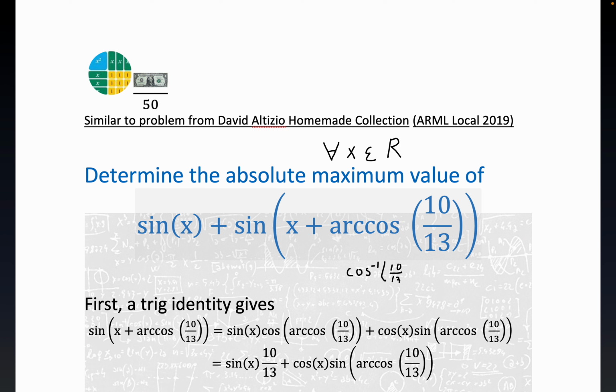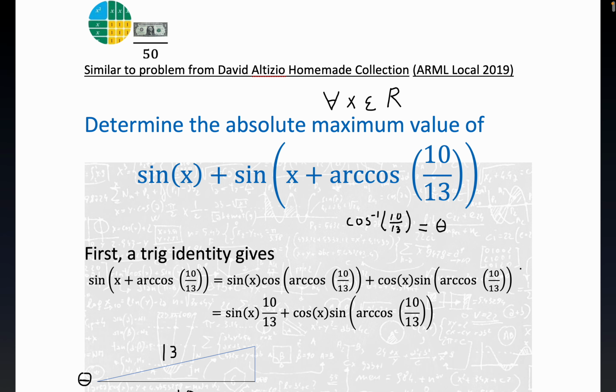And let's go ahead and give this a name while we're up here. Let's call this theta. So this is equal to theta. That's a common letter in trigonometry. It's often used as an unknown in trigonometry, much like x is an unknown in algebra. Okay, so since these functions are inverses, arccosine and cosine, all of this just collapses into 10 over 13.